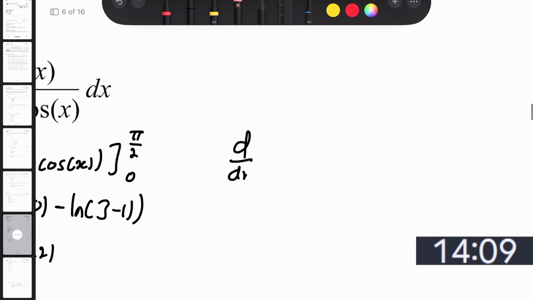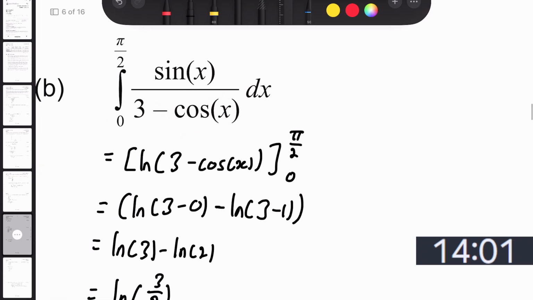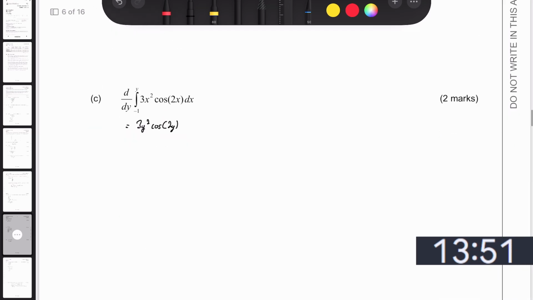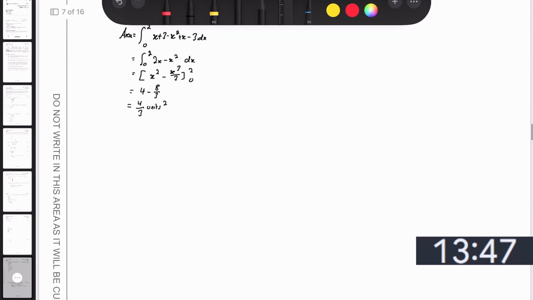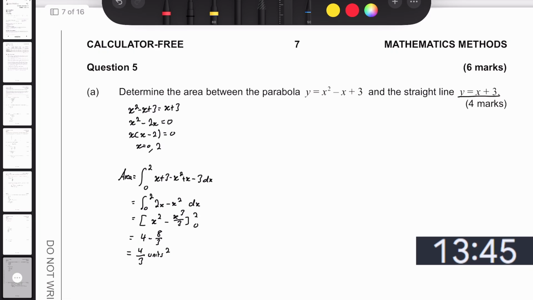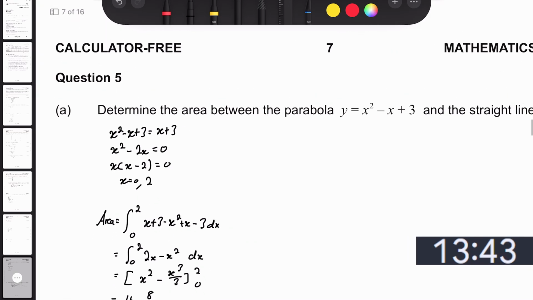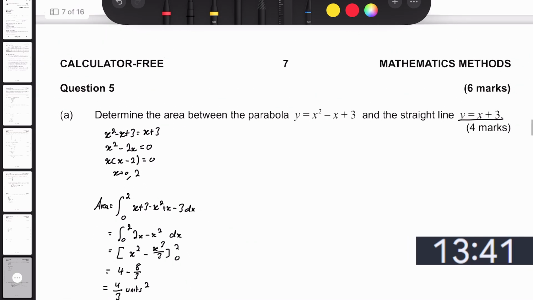d dx of cosine of x is negative sine of x, yes. So it's 3, it's just that. Cosine of pi on 2 is 0, cosine of 0 is 1. And 3 minus ln of 2. This one, we sub in the y, yep. Determine the area, so x squared minus x plus 3 equals x plus 3.